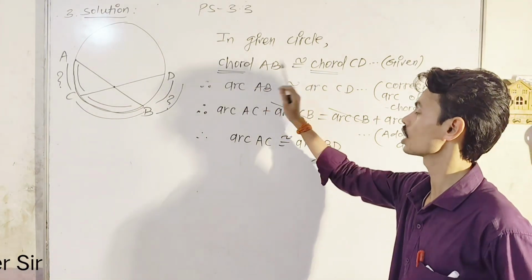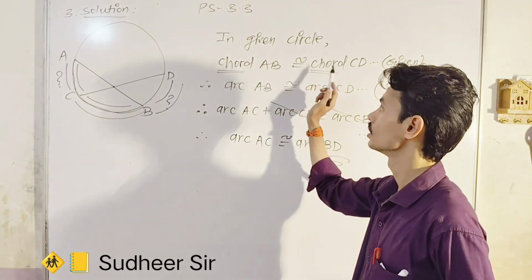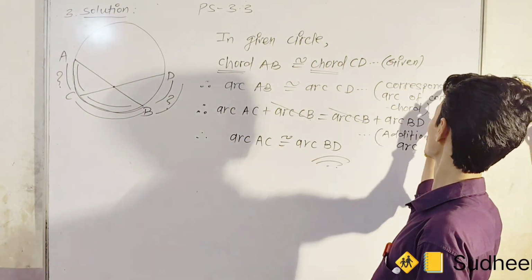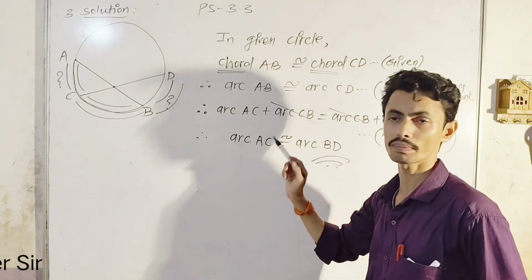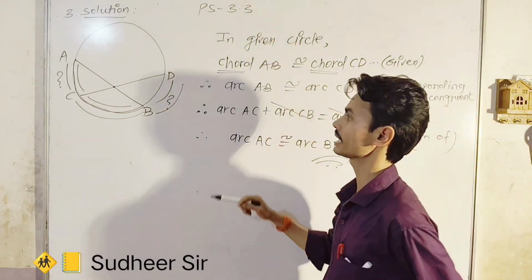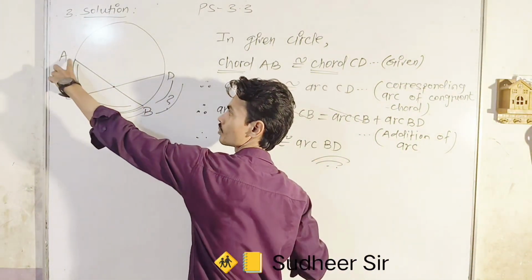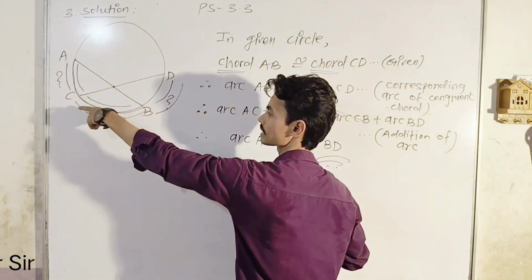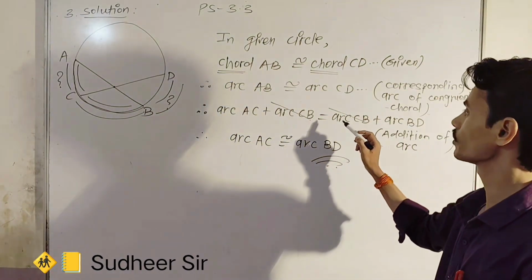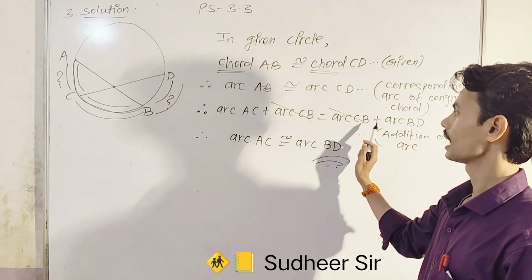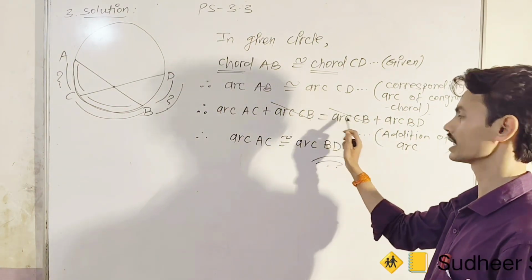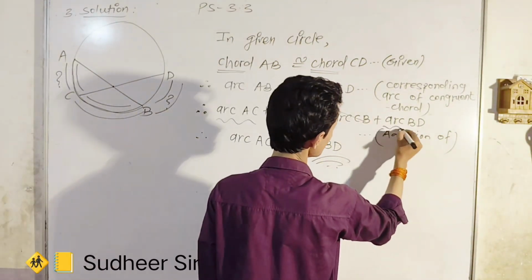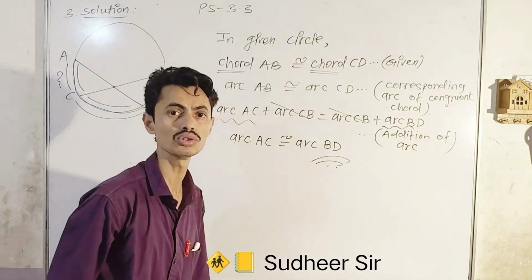With the help of the chords, we got arc AB congruent to arc CD by the corresponding arcs of congruent chords property. After that we can see arc AB is the addition of arc AC and arc CB, and arc CD is equal to the addition of arc CB and BD. So in this way we got this step. After that we can see CB is the same, so we can cancel it out and we are left with arc AC and arc BD, which we had to prove.